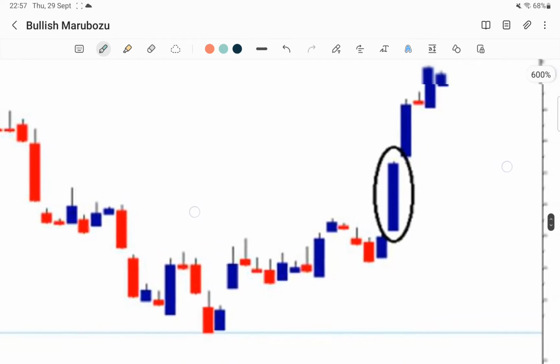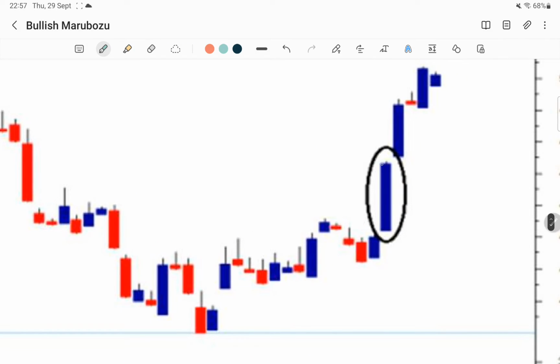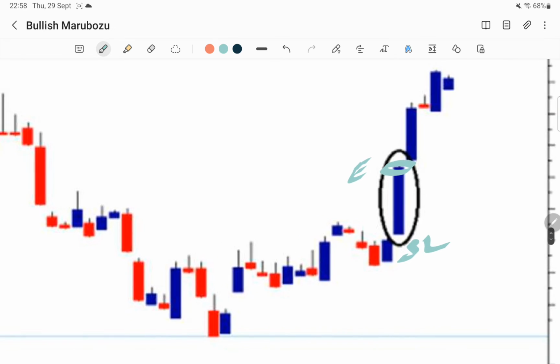What happened here? The risky trader enters at this point of time, and their entry point is this one, and the stop loss is also this one. And who is the risk-averse trader? They will enter at this particular point, and the stop loss is also here.